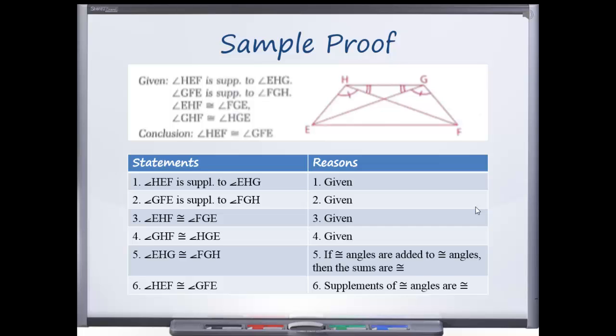And then based on that, we can directly conclude, based on step 5 in conjunction with steps 1 and 2, that angle HEF is congruent to angle GFE because supplements of congruent angles are congruent. Okay, so if we know that HEF is supplementary to EHG, and we know that GFE is supplementary to FGH, we can conclude that those two angles are indeed congruent.